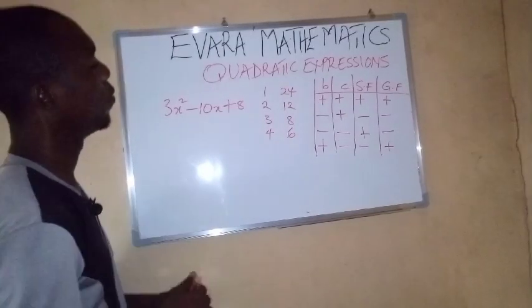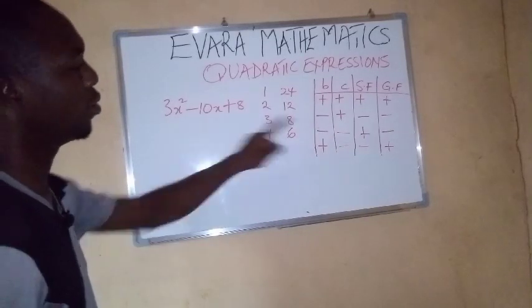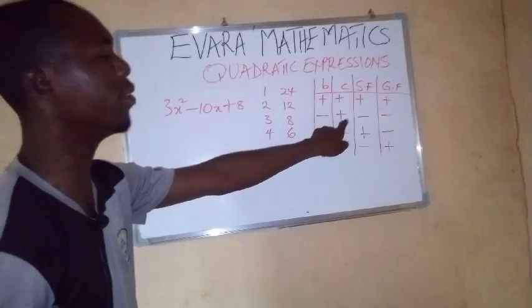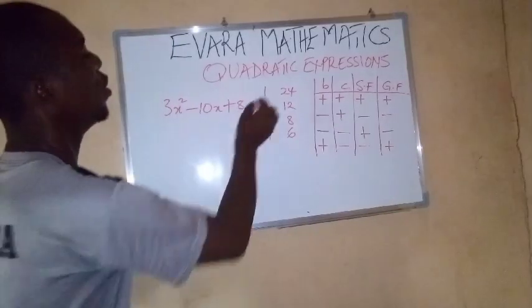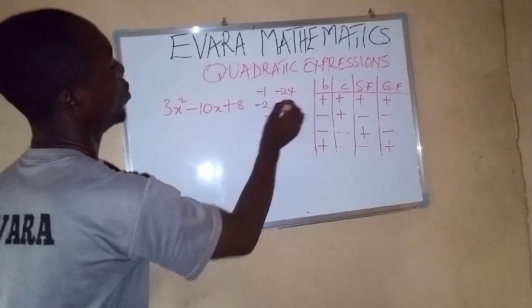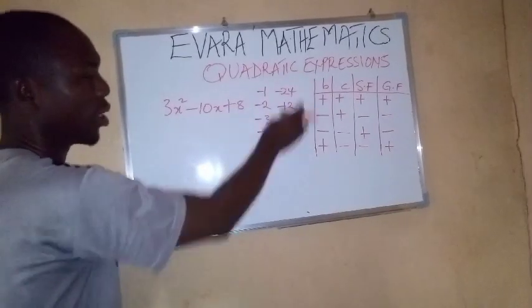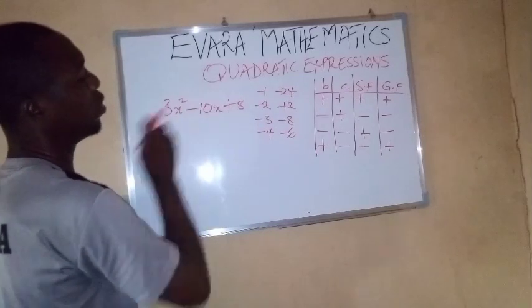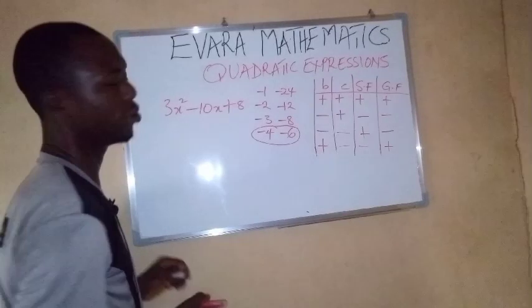Now, from the table, our B is negative and C is positive, which is the second row. B is negative, C is positive. That means the smaller factor and the greater factor will be both negative. So now, both of them are negative. Don't forget, these are the smaller factors, these are the greater factors. So which of these pairs will give us minus 10? That is minus 4 and minus 6.